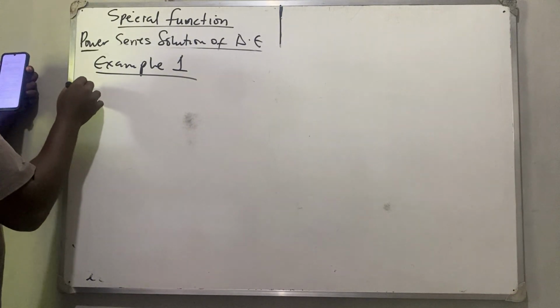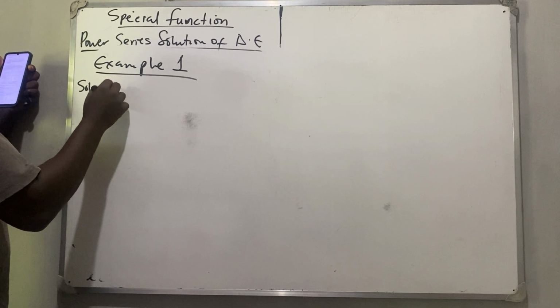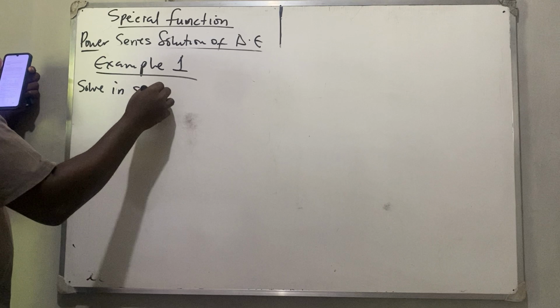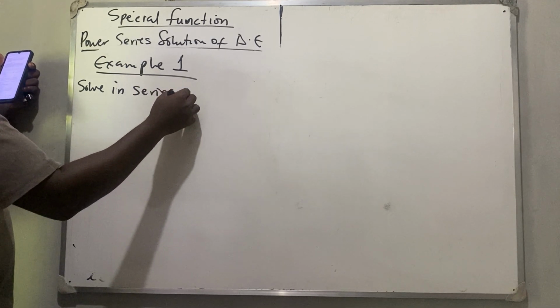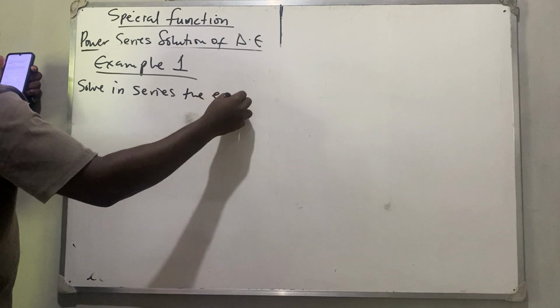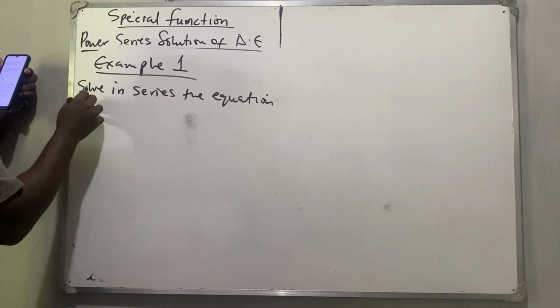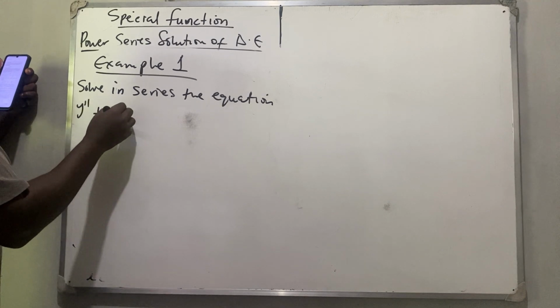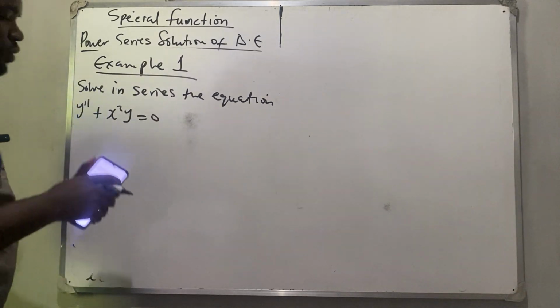It says solve in series the equation. Solve in series the equation y prime prime plus x squared y is equal to 0. Okay, solve in series this equal to 0.